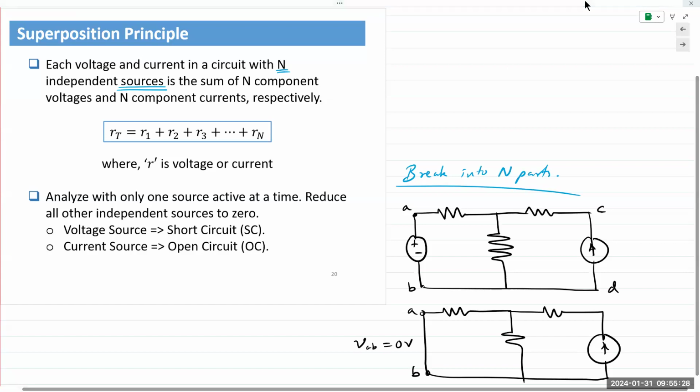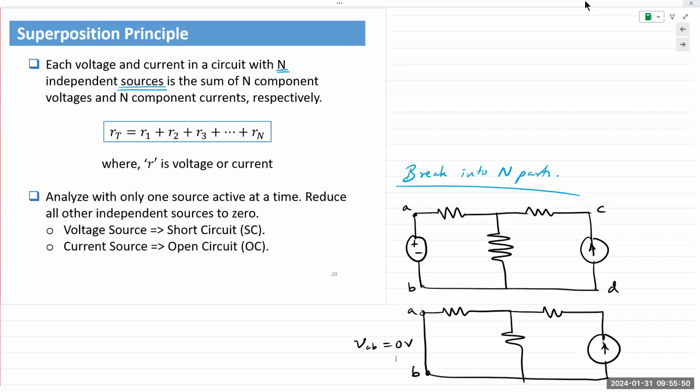So for analysis purposes, when we remove or replace the voltage source, we replace it with a short circuit or a wire. And so that means that points A and B are exactly the same potential. Voltage VAB is equal to 0. That's the concept behind replacing a voltage source with a short circuit.